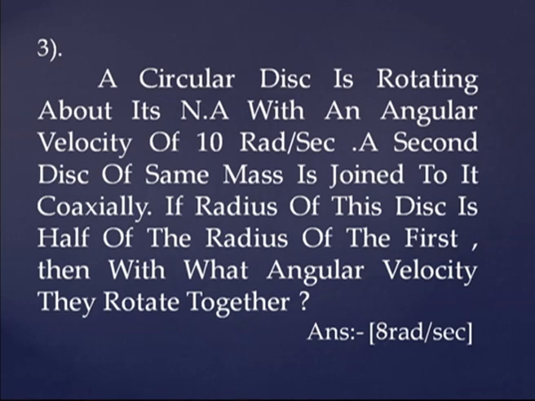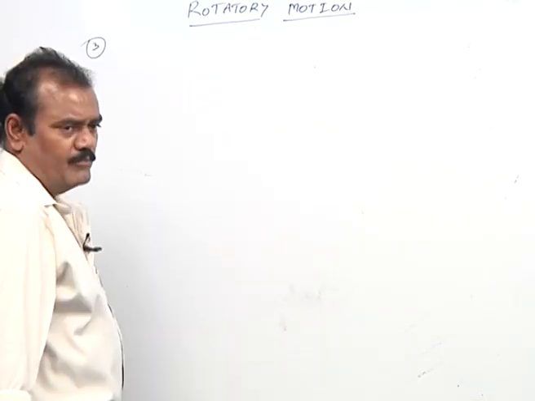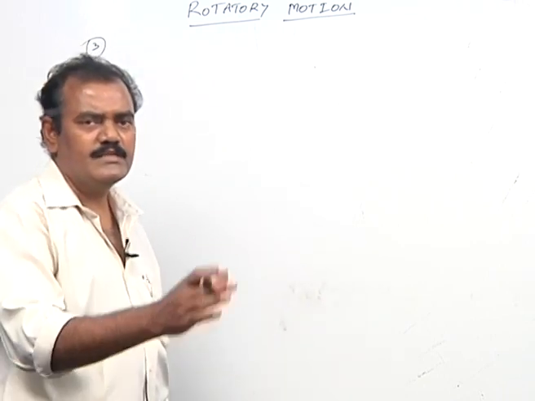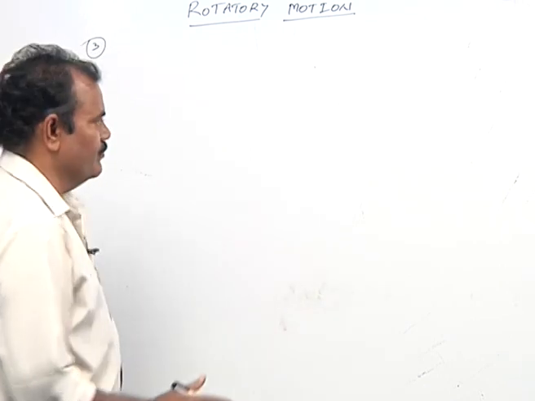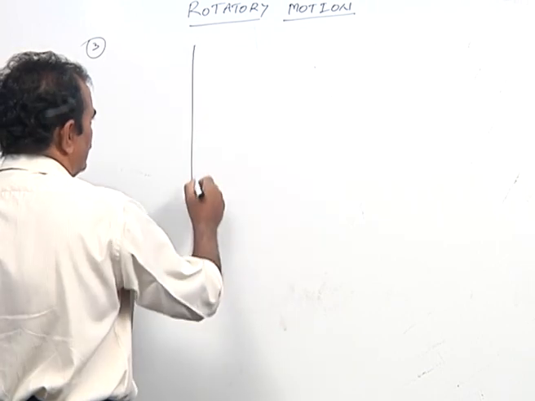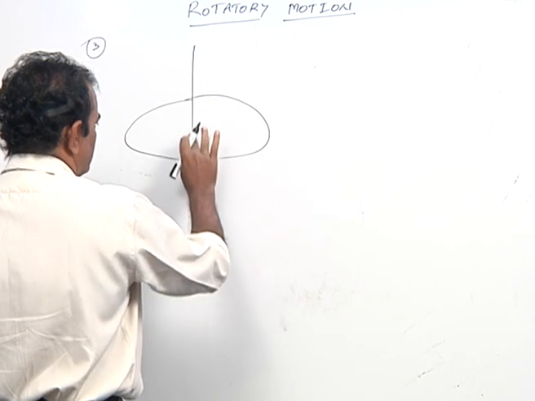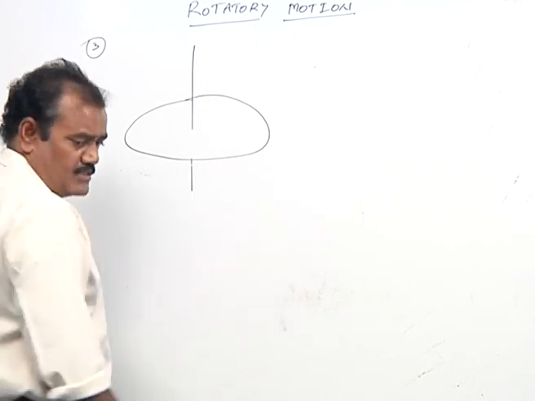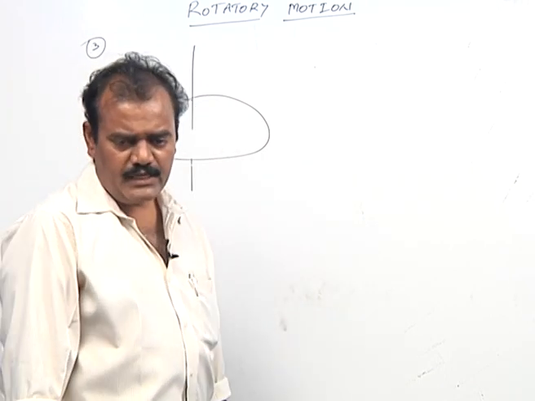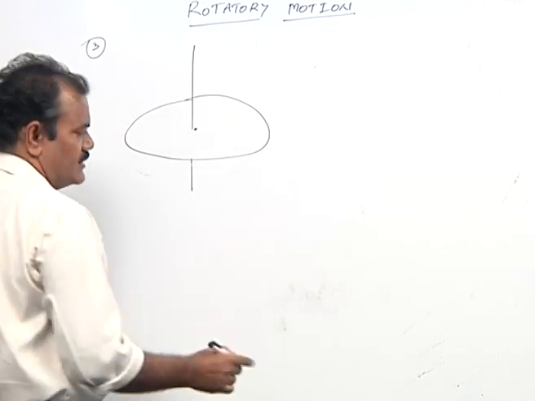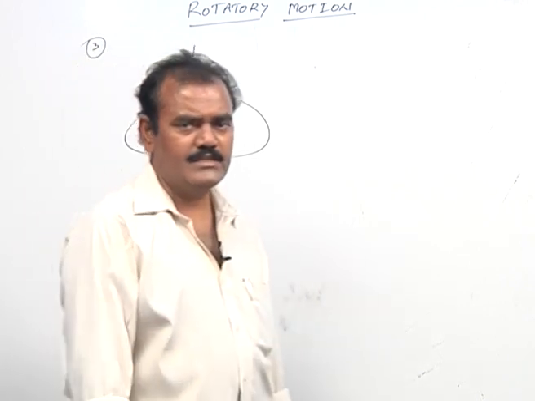So now this is just based on the conservation of angular momentum. As I already explained in the theory, the conservation of angular momentum is I1 omega 1 equals I2 omega 2. Here also we are taking this disk. So in this case, a circular disk is rotating about its natural axis. Natural axis means it passes through the center and is perpendicular to the plane of the disk.